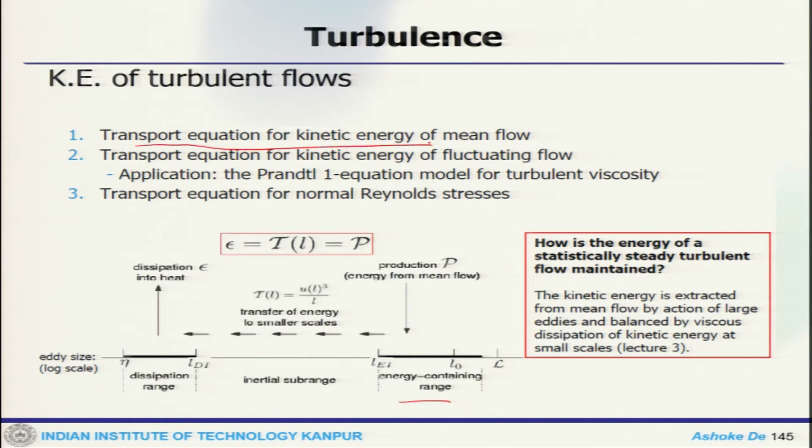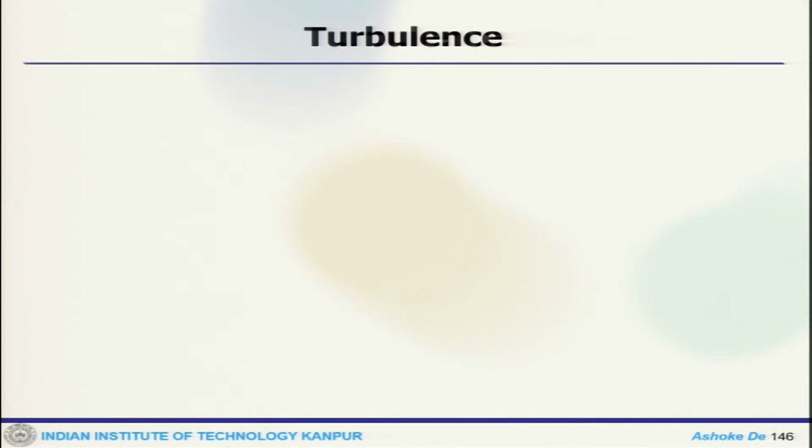So, we can estimate the kinetic energy. We can write the transport equation for kinetic energy of the mean flow, the same transport equation for the fluctuating flow, and the normal Reynolds stresses. First we look at the mean kinetic energy budget. We can derive the transport equation of the mean kinetic energy, let us say E, which is ui bar square by 2.